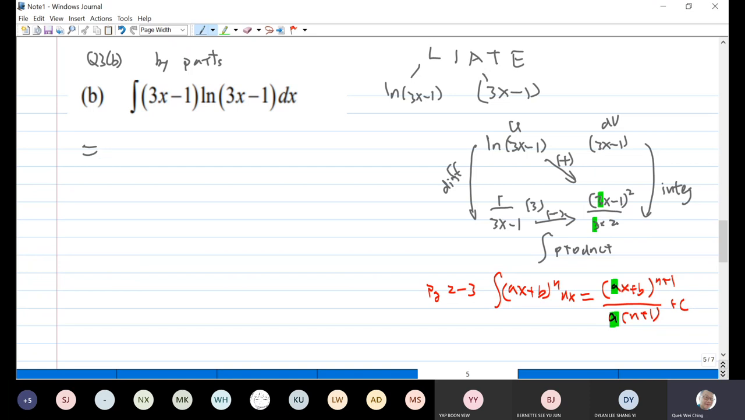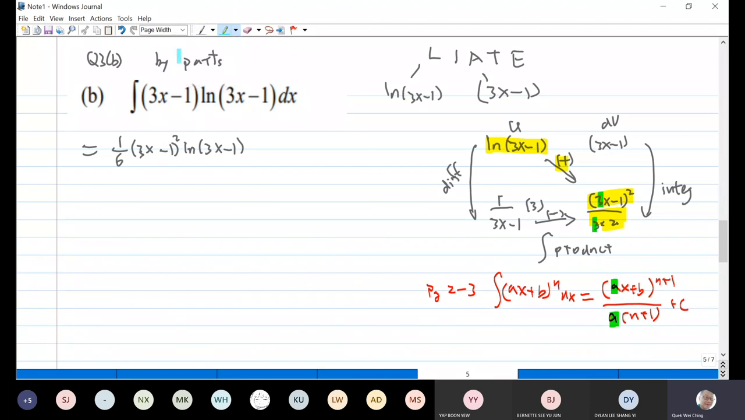This is equal to, let's highlight this one. This one, together with this one, with my plus sign. So all together, this term is 1 over 6, then 3x minus 1 squared times ln of 3x minus 1. That is the first term. Okay, then the second term, let's try the second term.